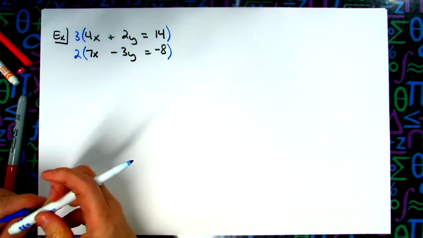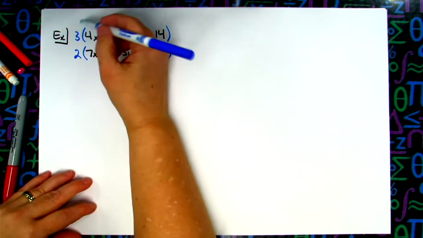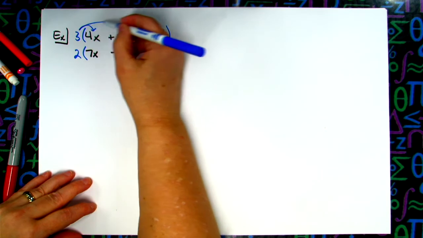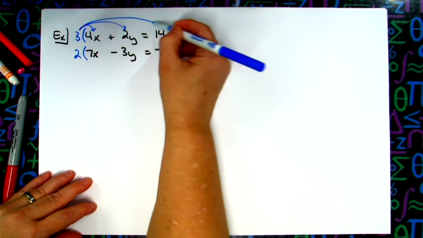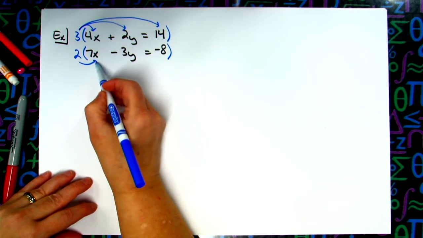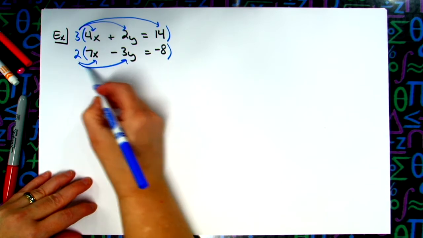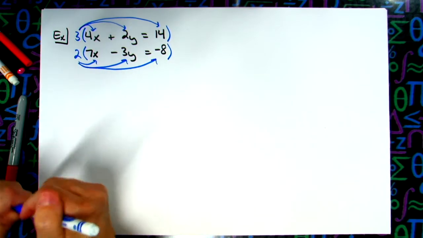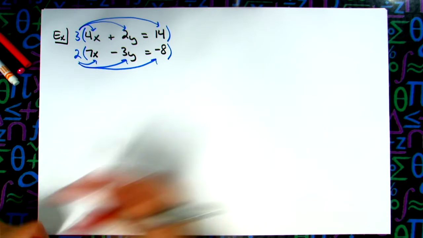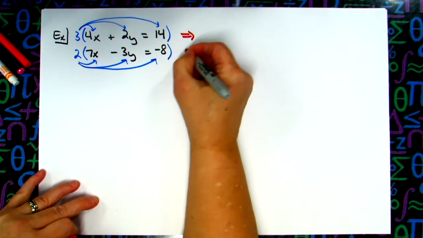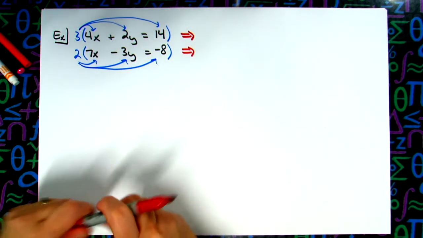So this time I have to multiply both equations by something. I'm going to distribute the 3, and I'm going to distribute the 2. Again, I'm going to go sideways across the paper. Okay, so I'm going to work on the top one.